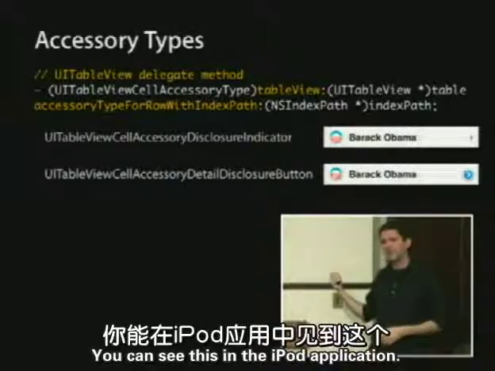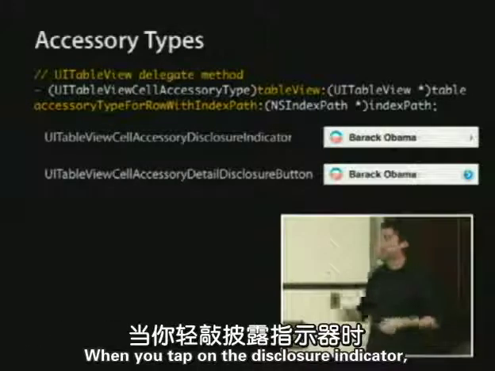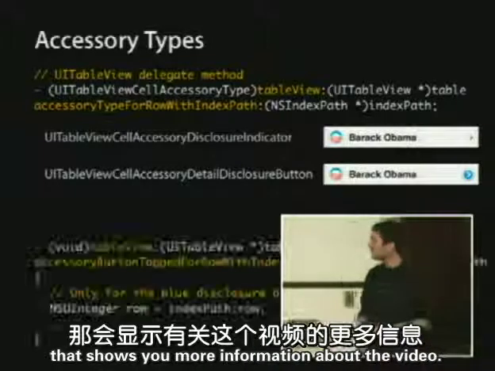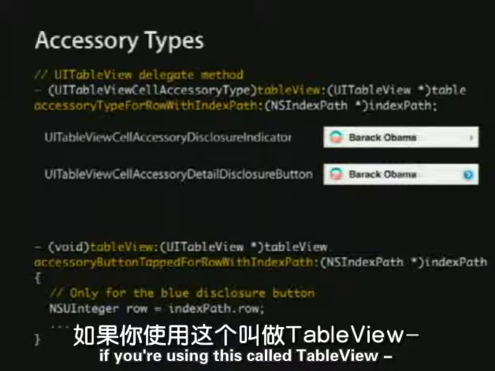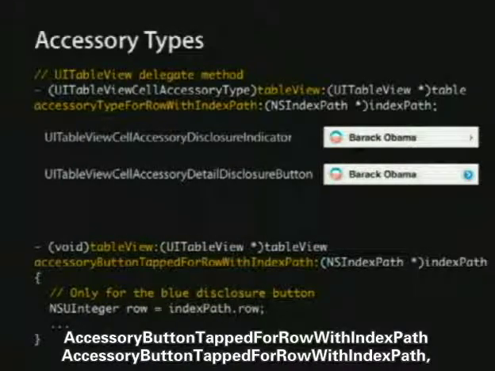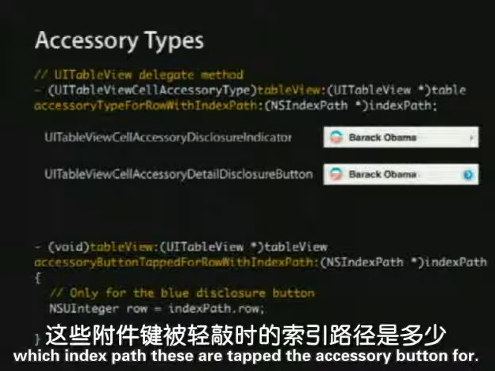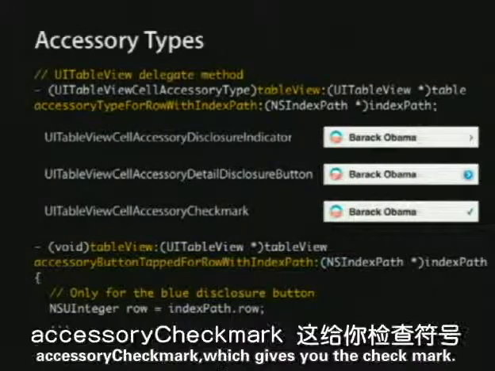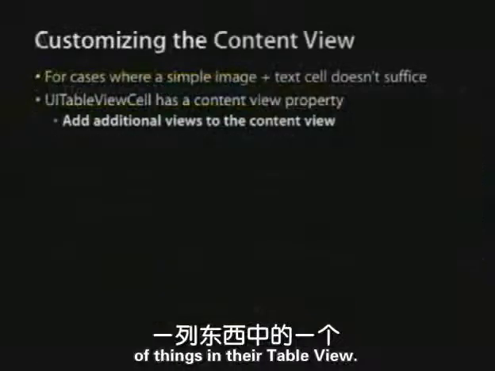You can see this in the iPod application. When you tap on the cell itself, it actually plays the video. When you tap on the disclosure indicator, it slides in a new thing on the navigation stack that shows you more information about the video. And there's actually another method that you would implement if you're using this called tableView:accessoryButtonTappedForRowWithIndexPath:, a little bit of a mouthful, which basically tells you which index path the user tapped the accessory button for. And finally, we've got UITableViewCellAccessoryCheckmark, which gives you the checkmark. Basically, it lets the user pick one out of a list of things in their table view.